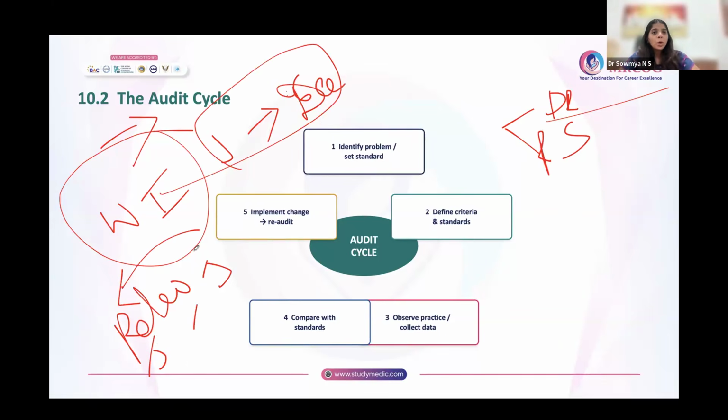The problem with these two types of audit: with prospective, whenever we know that people are going to observe us, we are going to follow the protocols which we never did before. Correct? That is the problem with prospective. So you are not going to get the complete grasp of the problem.